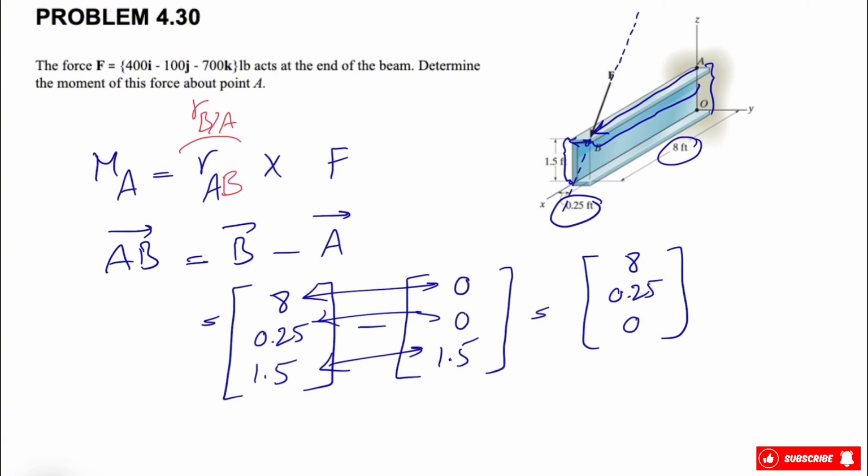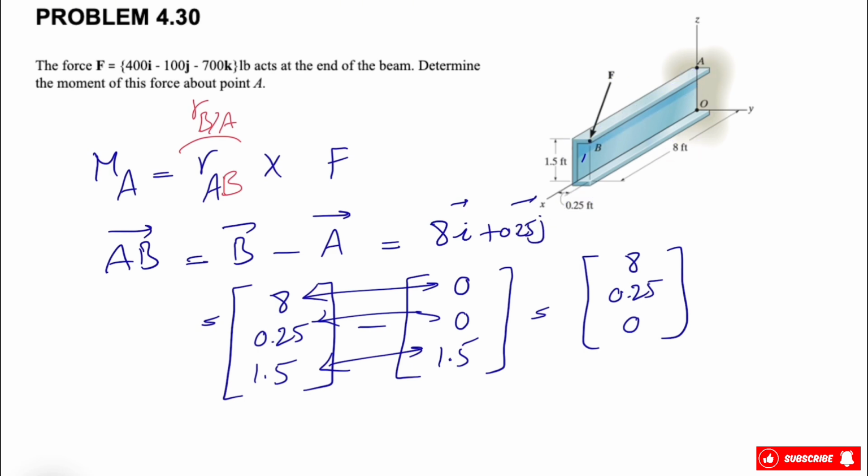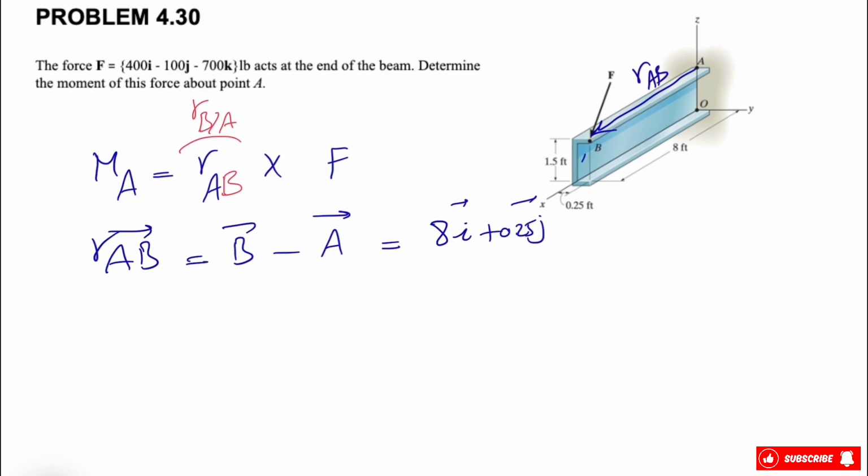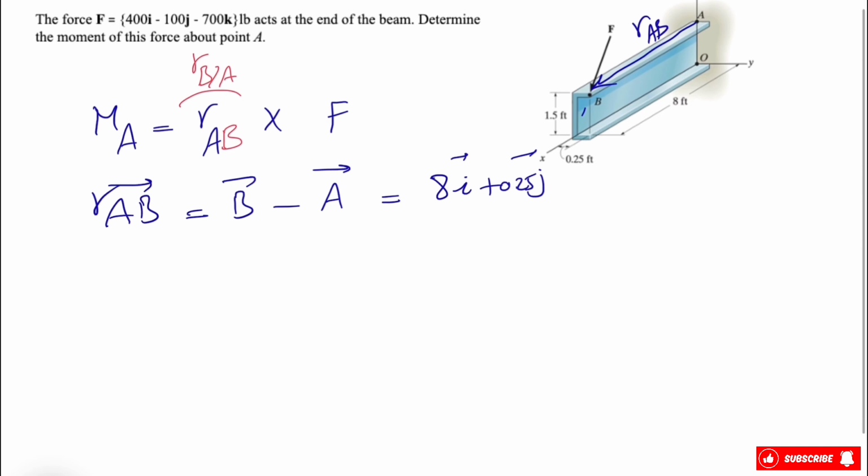And this would give us the R_AB, which will be 8 for I and 0.25 for J. So now we have half of what we need for finding the moment, and the second half is the force, which we already have in vector form. And so this will be our AB or R_AB. I'm going to show this again. So this is our R_AB, and we already have F in vector form. All we need to do is find the moment.